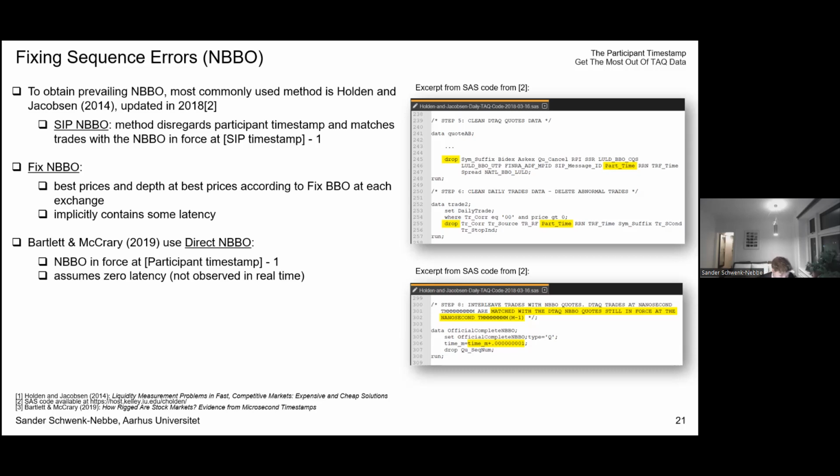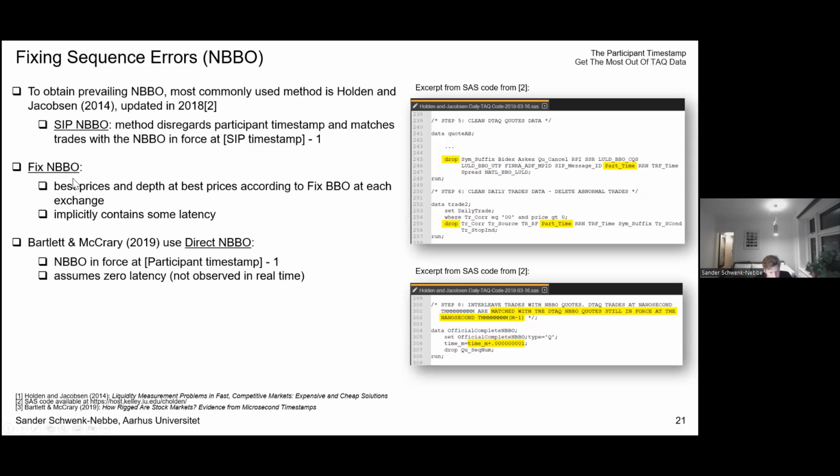So what can we do to fix this? We can use, as in Bartlett and McCrary, just the direct NBBO. So that is just the NBBO in force at the participant timestamp minus 1 nanosecond. So with participant timestamp, we don't have this issue anymore.